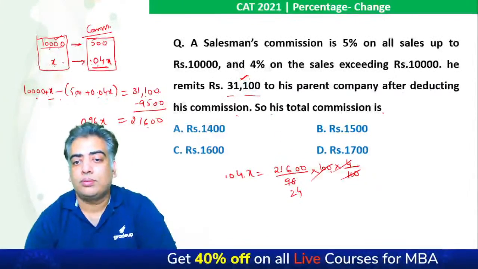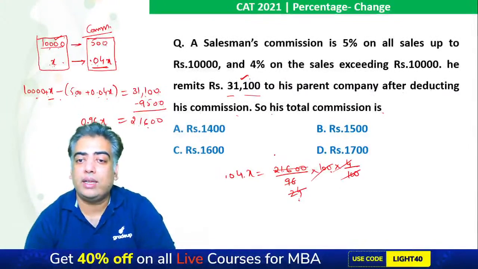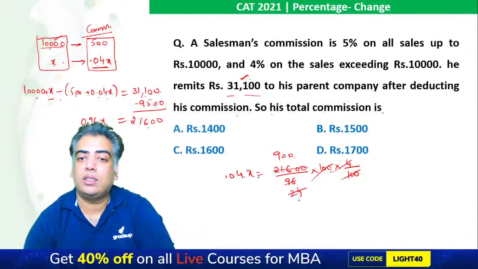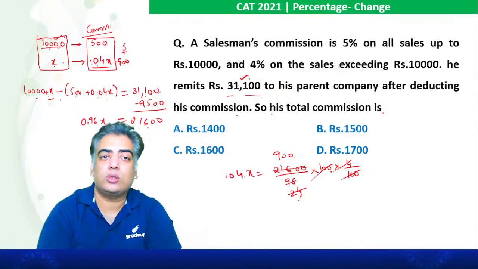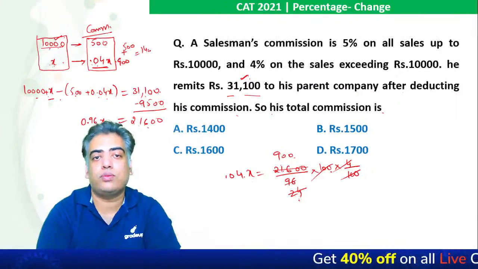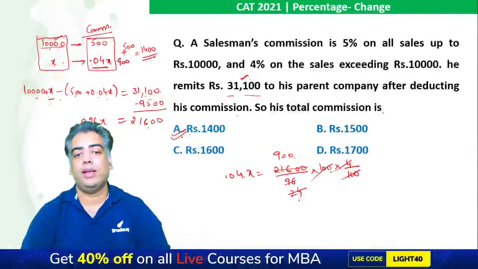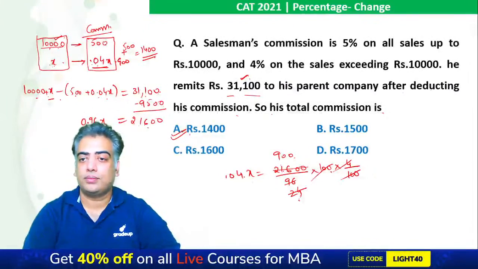Now we know that 216 is again a multiple of 24. 24 into 9 comes out to be 216. So 0.04X is 900 plus 500, so the total commission was 1400. So answer comes out to be option A. So please everyone check it out. I hope it is clear.